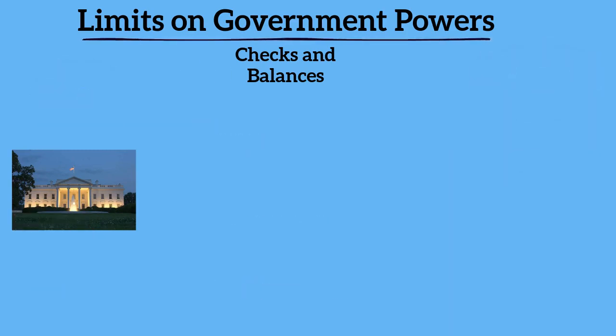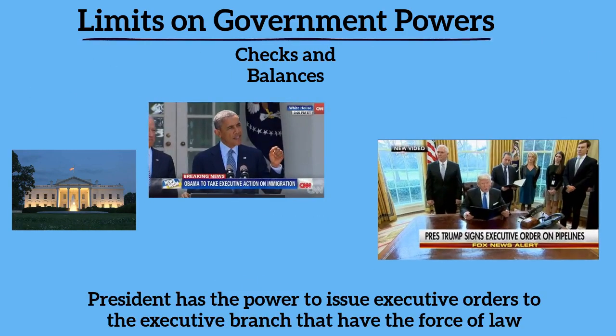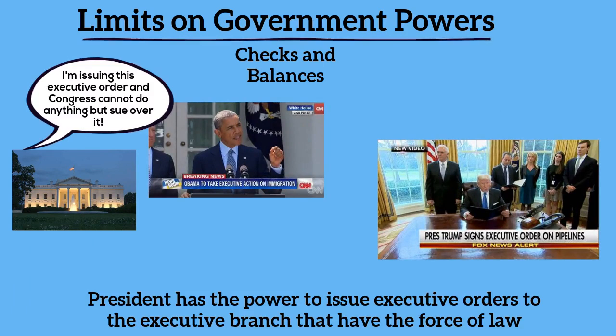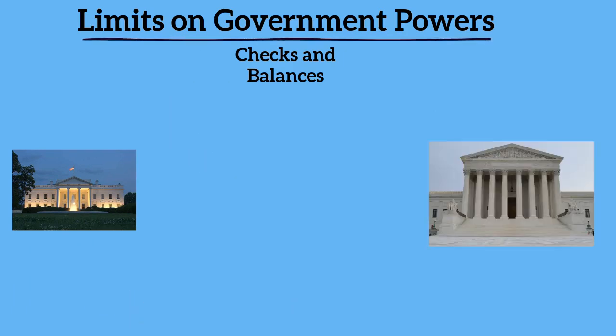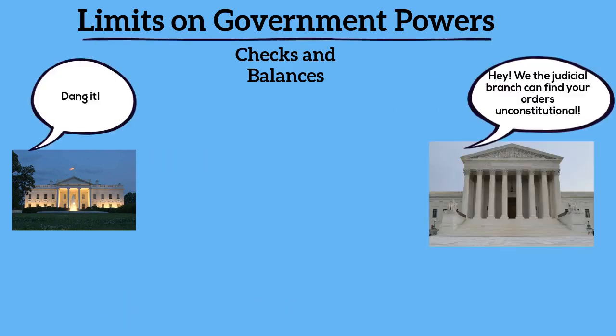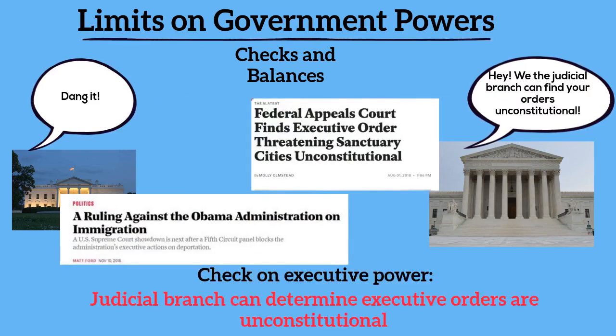Another power the president has is to issue executive orders to the executive branch that have the force of law without actually having to go through Congress. But while presidents might use executive orders to try to get around the checks and balances provided by Congress, the judicial branch can serve as a check on executive power there, because they can determine whether executive orders are unconstitutional.